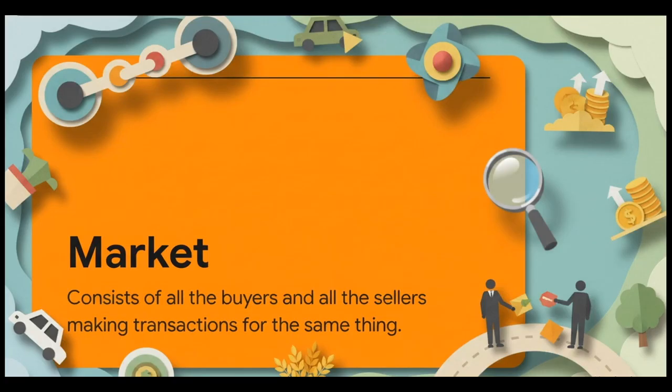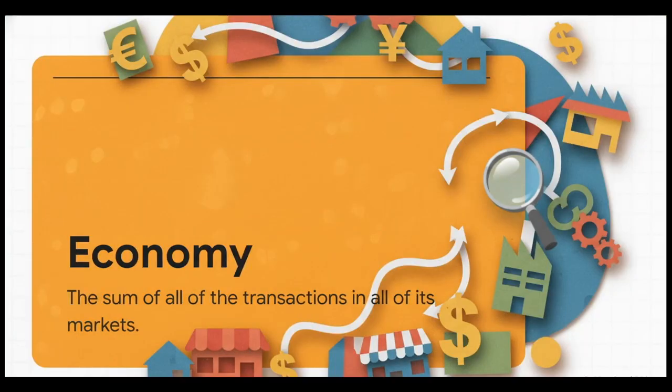And this is where it gets cool. You take all those little atoms, those transactions, and they start linking up to form molecules. A market is just, well, it's all the buyers and all the sellers making deals for the same thing. You've got the car market, the wheat market, the stock market, you name it. And just like that, you can see the whole picture. The economy isn't some mystical force in the sky. It's literally just the grand total of every single transaction happening in every single market. Kind of simple when you put it that way, huh?